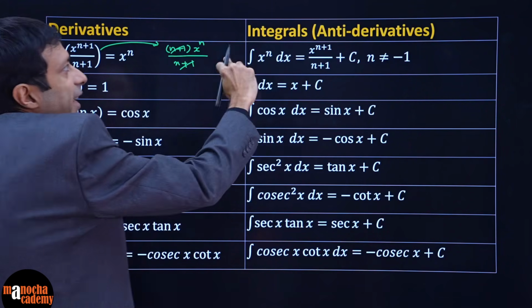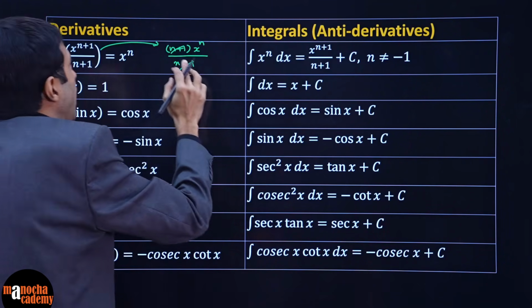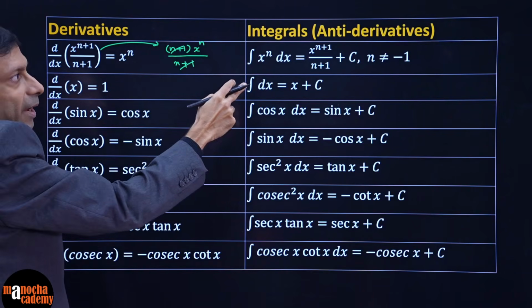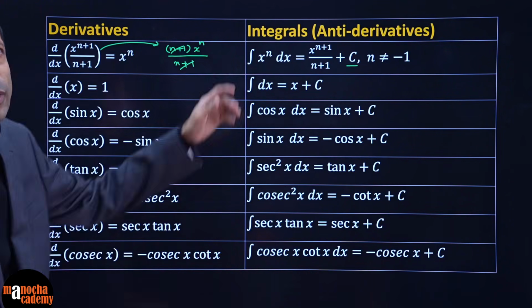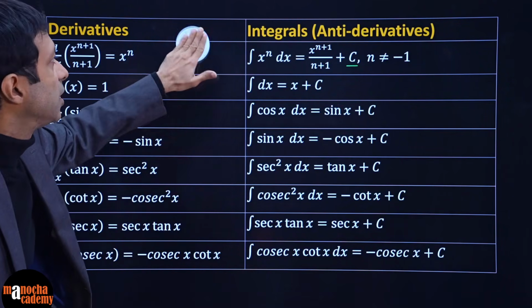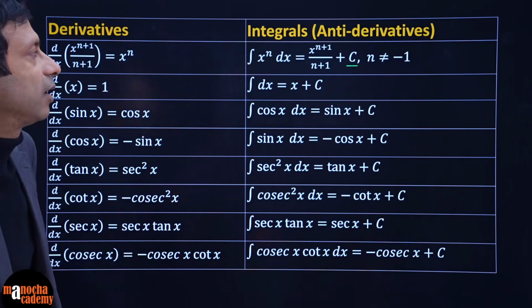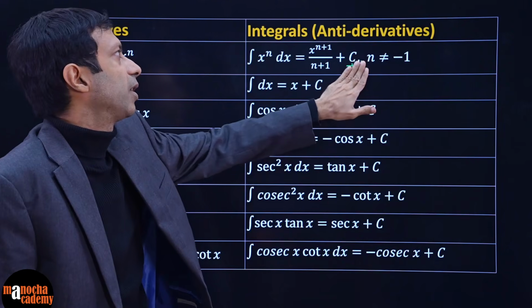That is why integration of x to the power n will be x to the power n plus 1 by n plus 1 plus C, okay? And obviously n should not be equal to minus 1, otherwise we have a division by 0 problem. Clear? So this is your first most important integration formula.